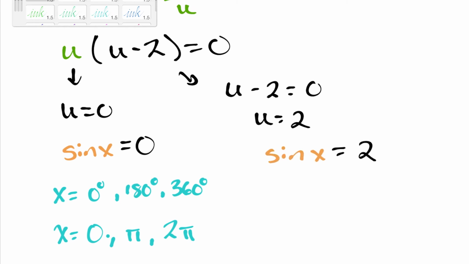The next thing I'm looking at is when sine of x is equal to 2. So the unit circle only goes out to 1. So the largest y value that I'm ever going to have on the unit circle is going to be 1. I'm not ever going to get to 2.